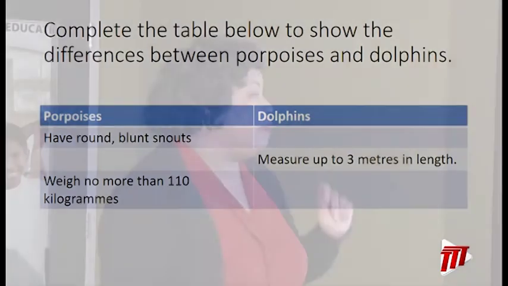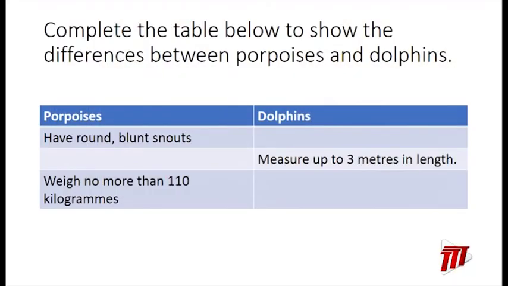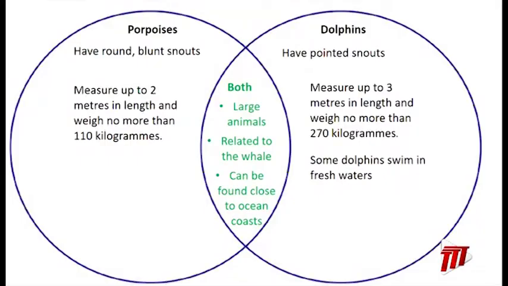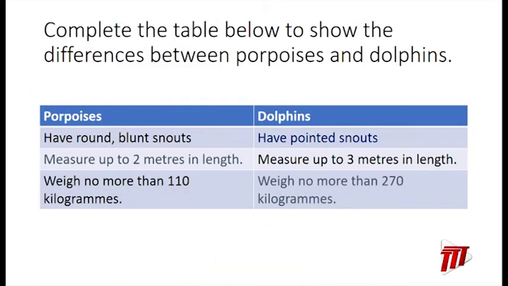We know that porpoises weigh no more than 110 kilograms. What's the weight of the dolphins? Let's see if you can figure it out. So let's go. Take a quick look at the Venn diagram again and see if you get your answers. So you can easily get the answers here.